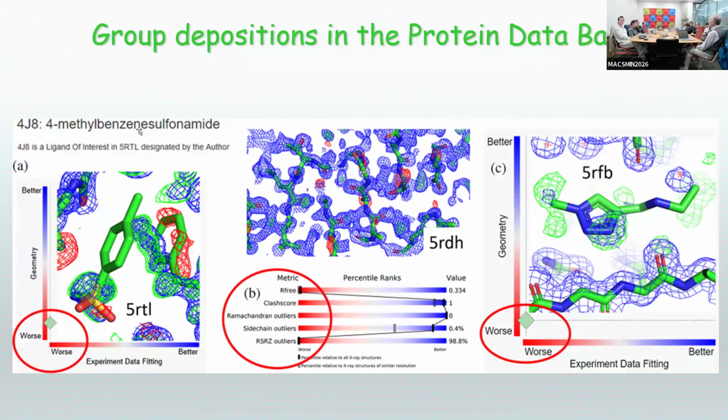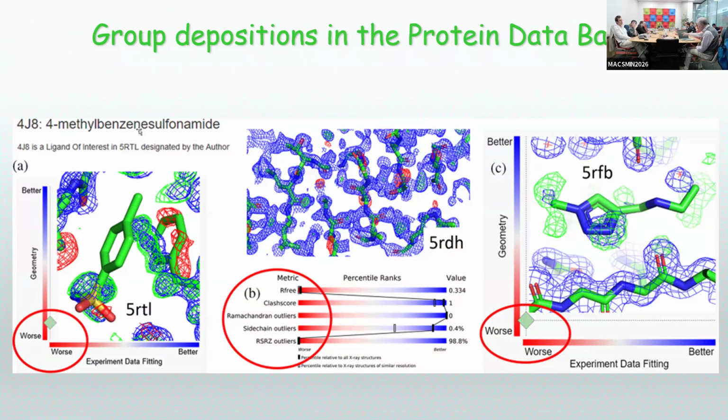Now, there is something called group depositions. There is a program called PanDDA, and that's a very valuable way of looking for very poorly occupied sites for small molecules. It's used for drug design. The problem is what happens when these structures are deposited in the PDB.